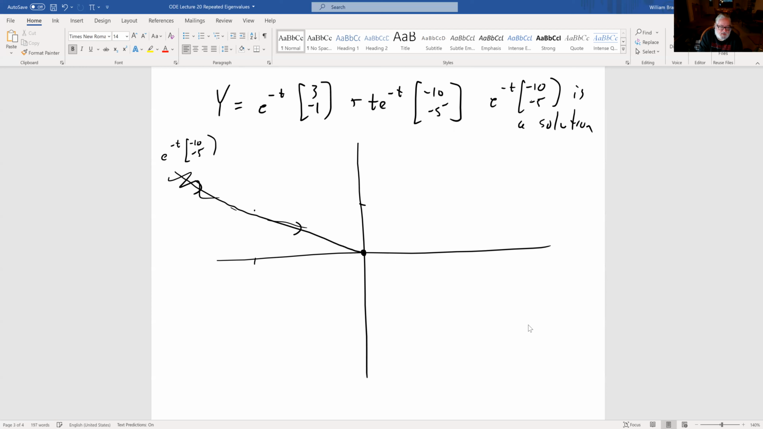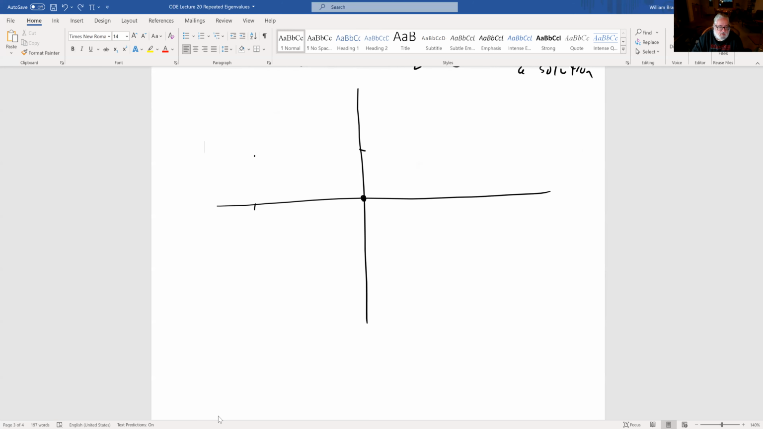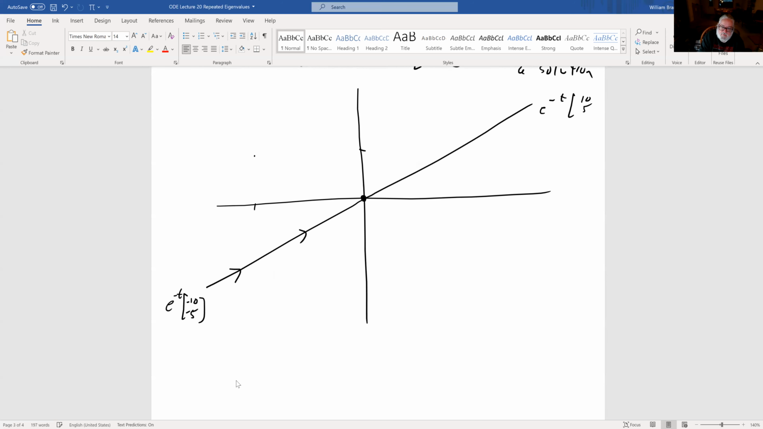Sorry, that should be down here. I wonder if I can undo stuff. Yeah, I can do some undoing. Okay, (-10, -5) is actually down here somewhere. So e to the minus t times (-10, -5), and that's going in. If I multiply this by -1, I get e to the minus t times (10, 5), and that's going in.